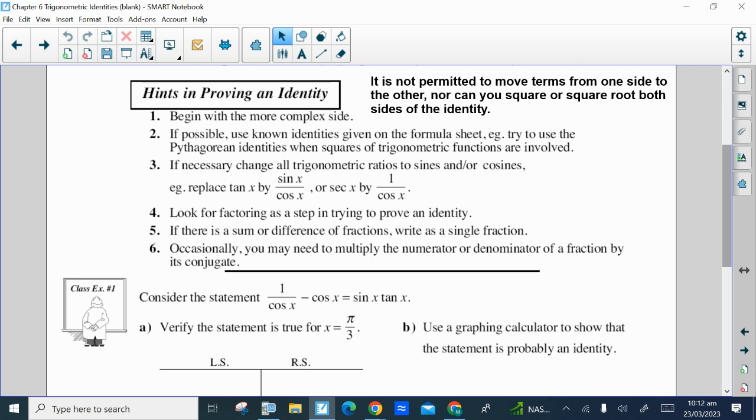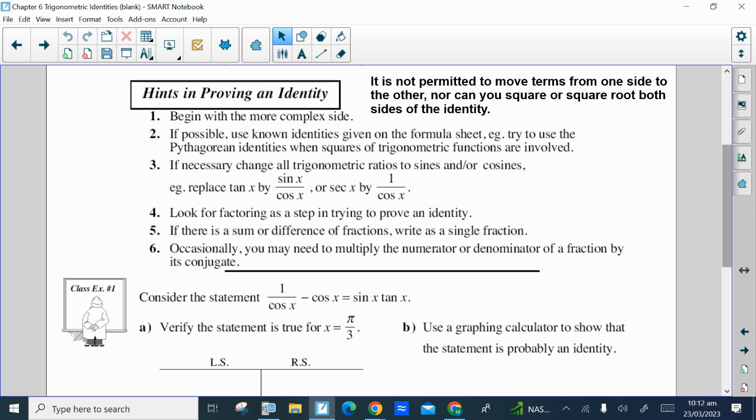Sometimes you might have to factor to prove an identity. If there is a sum or difference of fractions, write as a single fraction, which means you're going to get a common denominator to allow you to do that. Occasionally, you may need to multiply the numerator or denominator of a fraction by its conjugate. So we're going to see examples of all of these.